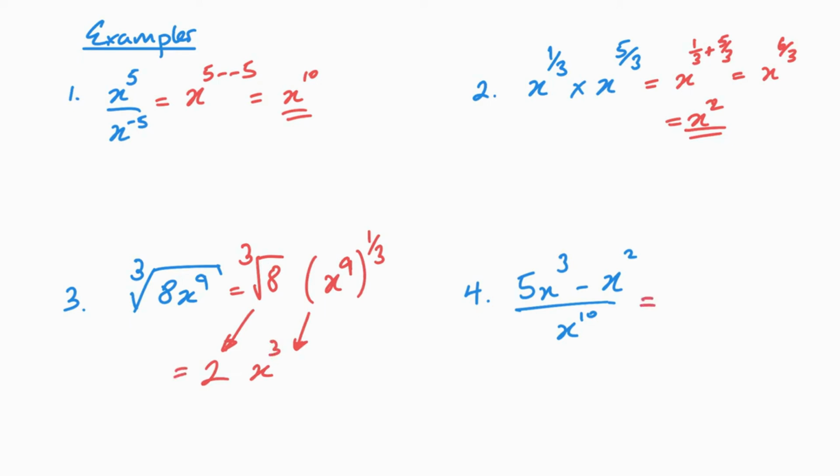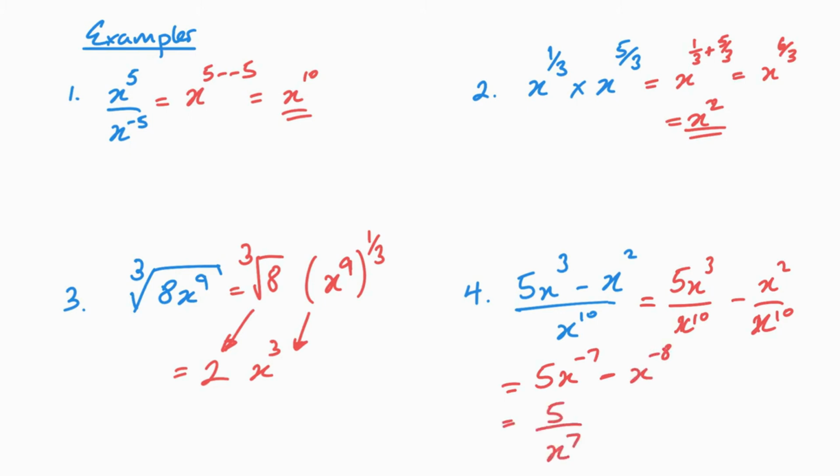With the 4th one here, first we need to split these fractions up. And then we've got 5x cubed over x to the 10, so it's going to be 3 minus 10, so 5 to the power negative 7. And then x squared divided by x to the 10 is 2 minus 10, so x to the negative 8. Okay, and then these could also be written as 5 over x to the positive 7 and 1 over x to the positive 8. So if you needed to write them as a positive power, then you could.